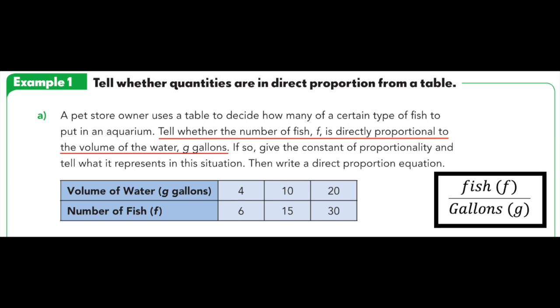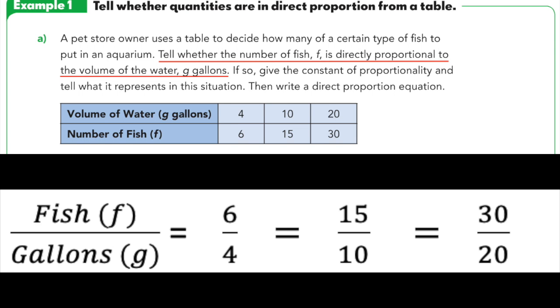Now you're going to pause the video again and try to create 3 ratios from the given information in our table. Remember to make sure and set it up as your f value over your g value. Your ratios should be set up as 6:4, 15:10, and 30:20.